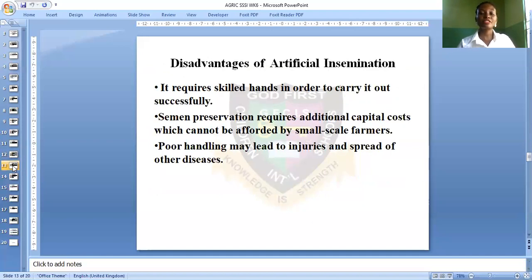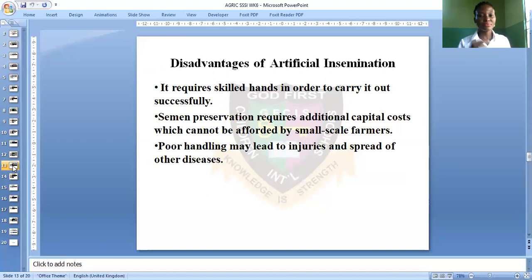The disadvantages of artificial insemination. Artificial insemination requires a skilled hand to carry it out successfully. It requires a learned person, a veterinary doctor. Just any farmer cannot carry out artificial insemination.